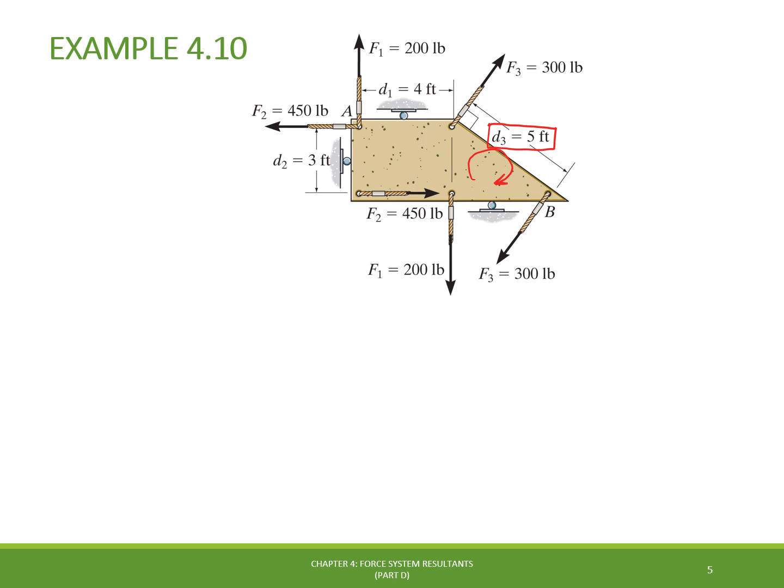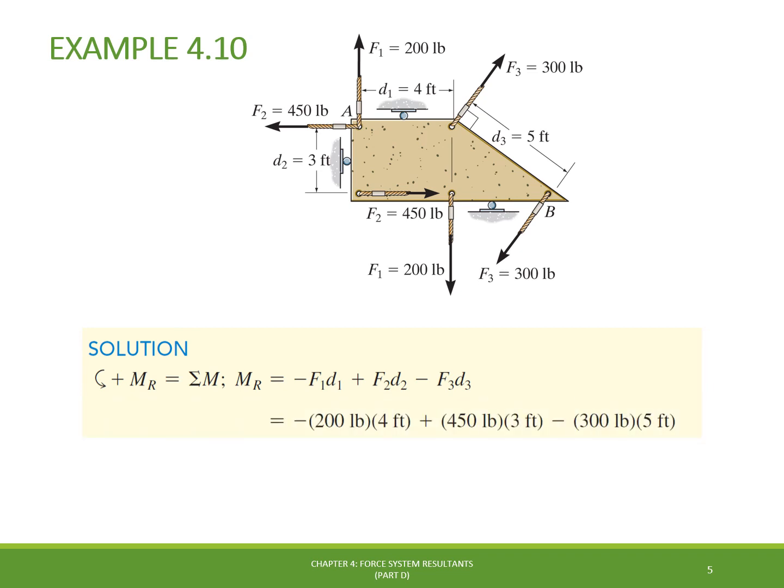Then, considering the scalar formulation, we have that the resultant couple moment is given by the sum of the 3 individual couple moments. And after replacing all the values given in the problem statement, we have the final answer that is negative 950 pound-feet, or simply 950 pound-feet clockwise.